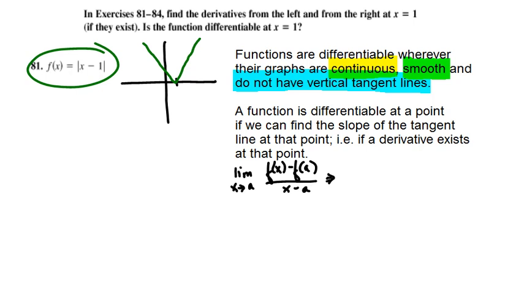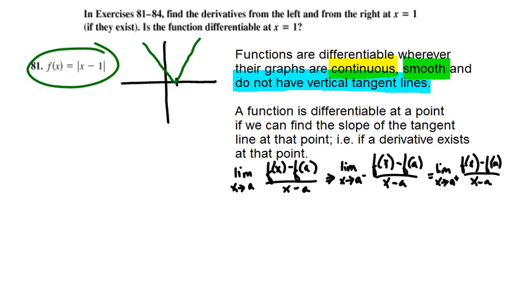So we see that for a function to be differentiable, it implies that the limit as x approaches a from the left of f of x minus f of a over x minus a equals the limit as x approaches a from the right of f of x minus f of a over x minus a. And when that is the case, then a derivative exists and the function is differentiable at that point. And we'll pick this up in the next video.